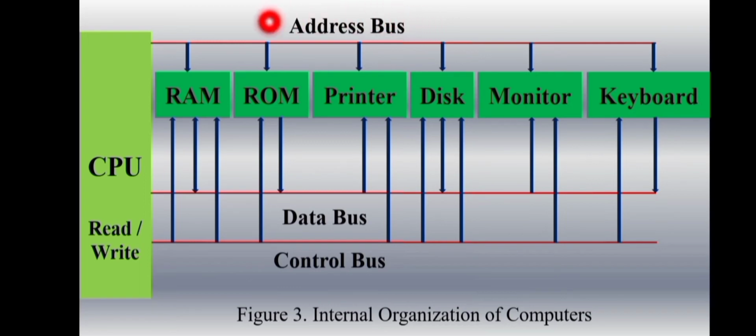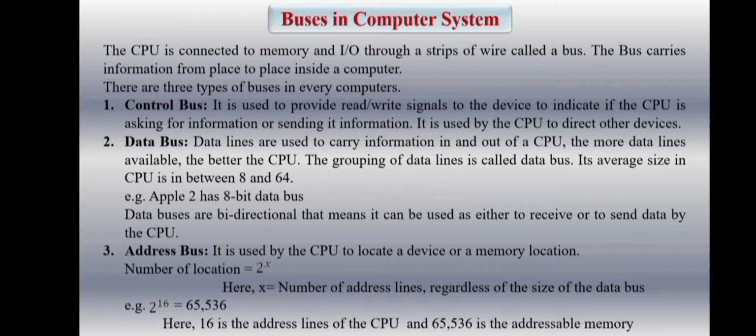The address bus is used by the CPU to locate a device or a memory location. If we increase the number of address lines, then more devices can be addressed. In other words, the CPU can communicate with more locations if more address lines are there. The formula to find the number of locations is 2 to the power x. Here x is the number of address lines, regardless of the size of the data bus.